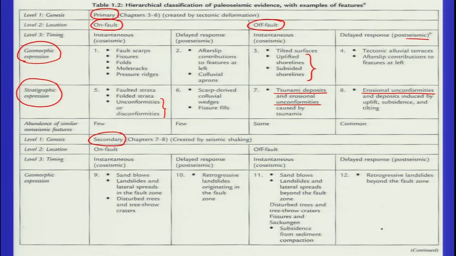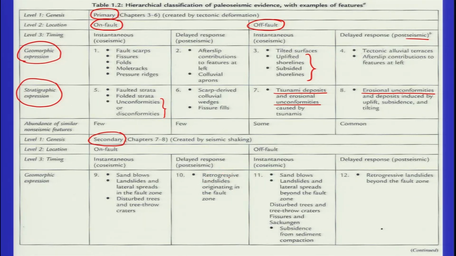So you will have sand blows. So this is liquefaction. You will have landslides in the hilly terrain because of strong ground shaking, lateral spreading because of the loss of shear strength of the material in the fault zone, disturbed trees and tree-throw craters. Okay. So you will basically be looking at uprooted trees in such cases during the co-seismic, and these all are your on fault secondary features. And then you have delayed response, retrogressive landslides originating in the fault zone.